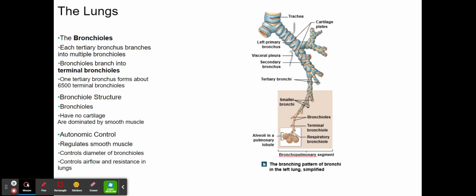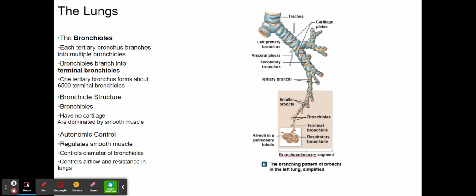In functional terms, bronchioles are to the respiratory system what arterioles are to the cardiovascular system. Changes in the diameter of the bronchioles control the resistance to airflow and the distribution of air into the lungs. The autonomic nervous system controls the diameter of the bronchioles. It does so by regulating the activity in the smooth muscle layer.